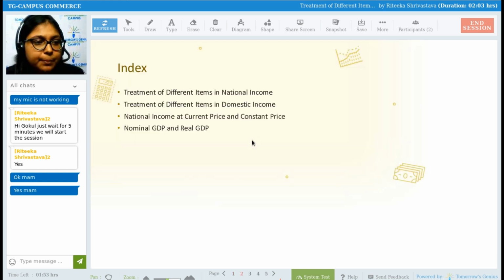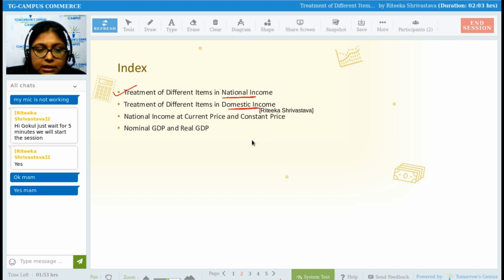Now the last part remaining from the chapter is a few theoretical parts. This is completely a theory part, wherein we are going to discuss what are the treatments, or what are the things which come under different items, which are said to be national income. What are all the things which are said to be the domestic income? What do we mean by national income at current price, national income at constant price, and what do we mean by nominal GDP and real GDP?